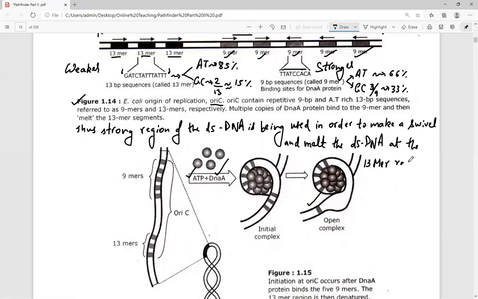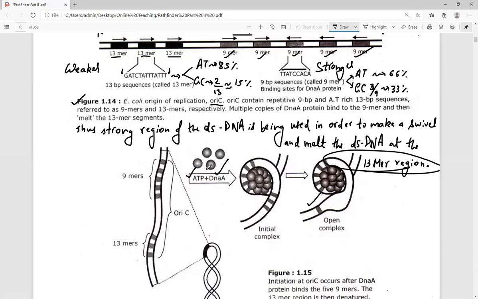13-mer region. Here you would be melting the DNA molecule at the 13-mer region. This is how the melting of the DNA is being performed. In this manner, the melting of the DNA can take place. Any doubt in this particular process? So this would be very clear in your mind why the DNA is being melted at the 13-mer region only, and why at the 9-mer region the proteins are binding.